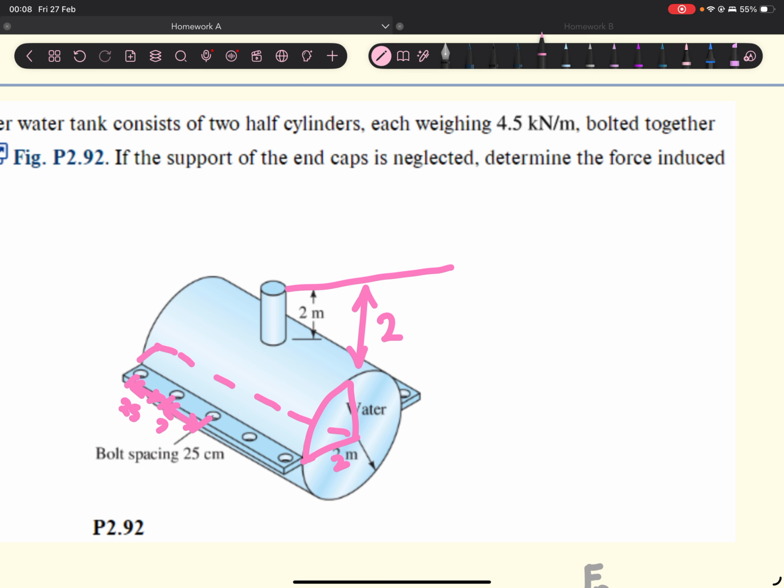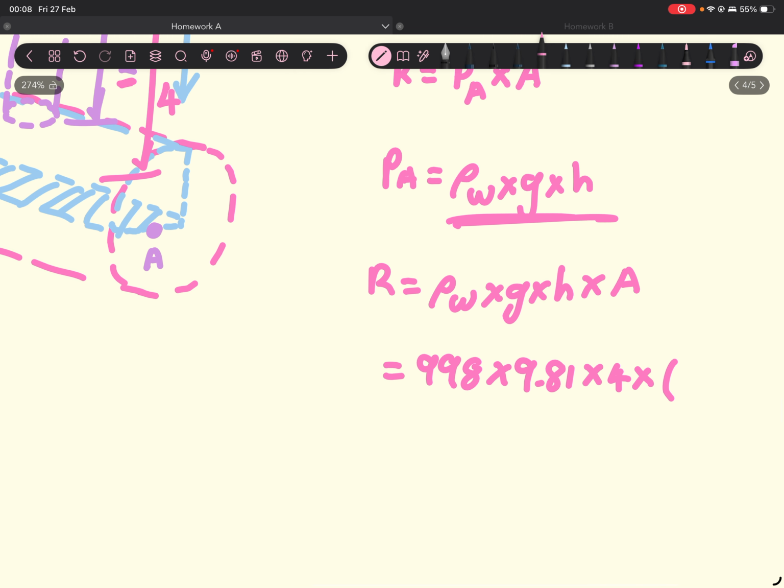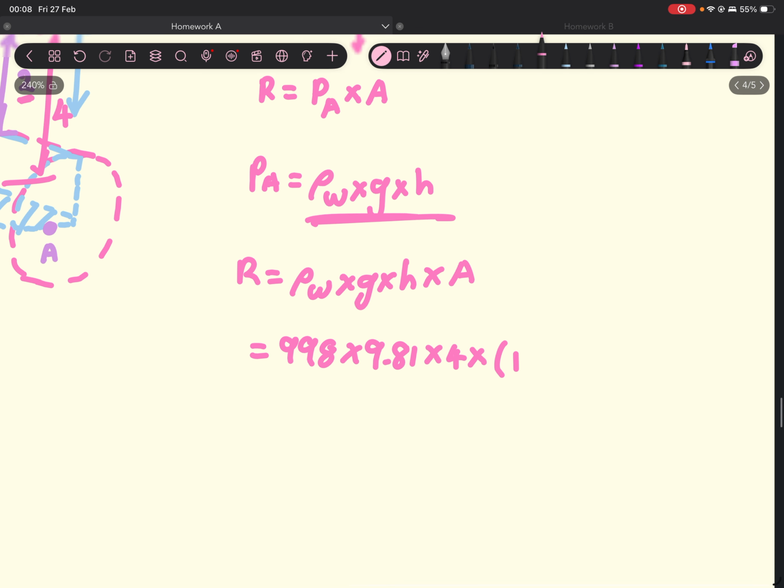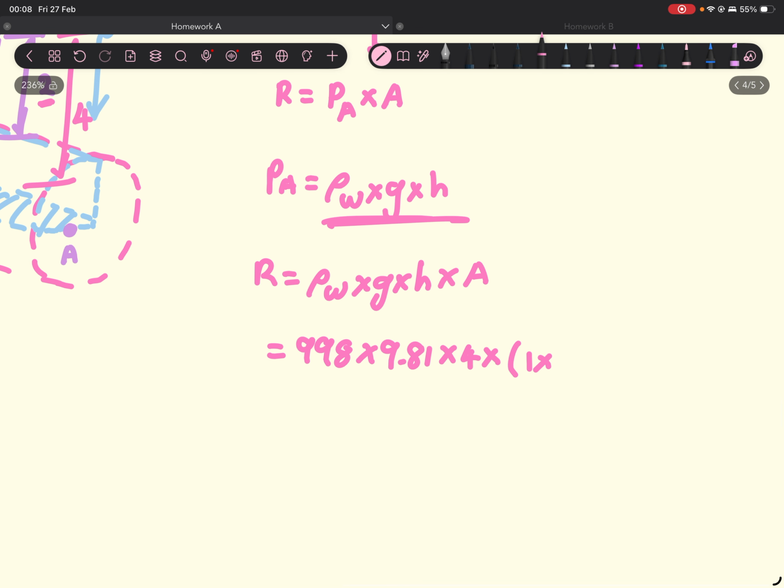So 25, 25, again 25, again 25. So this is basically 100 centimeters, which is 1 meter. Okay, so the length of this entire thing is 1 meter. So we're going to say it's 1 meter multiplied by 2. That's our area. And then that will give you a value of 78,323.04 newtons. Okay.